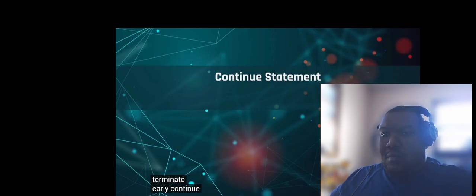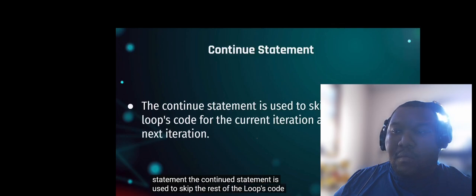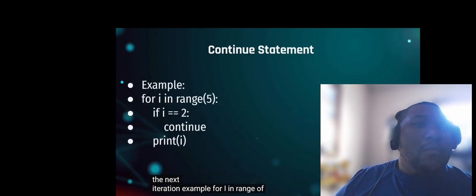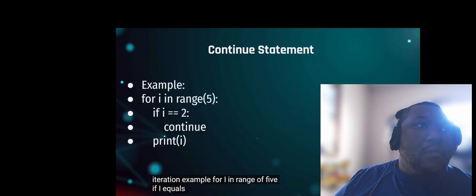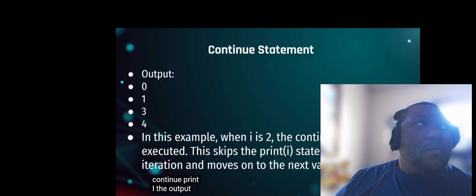Continue statement. The continue statement is used to skip the rest of the loop's code for the current iteration and move on to the next iteration. Example: for i in range(5): if i == 2: continue; print(i). The output would be 0, 1, 3, and 4.